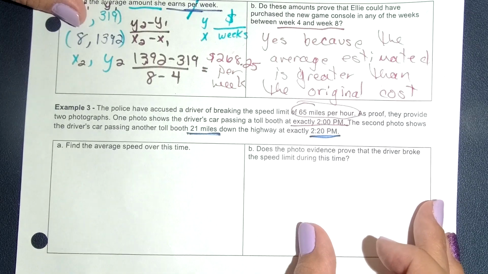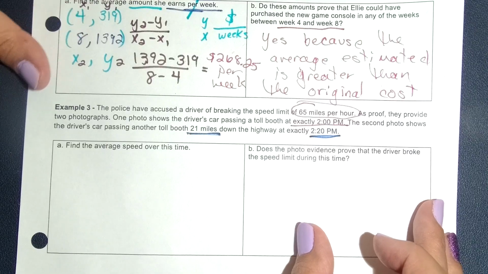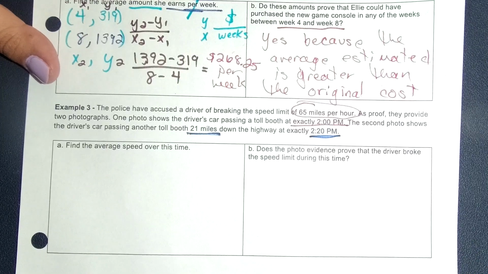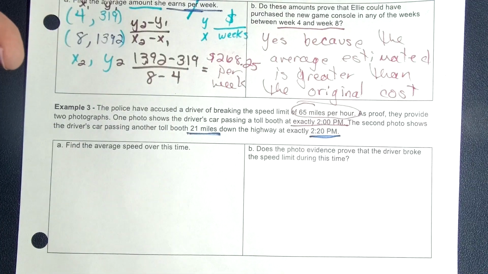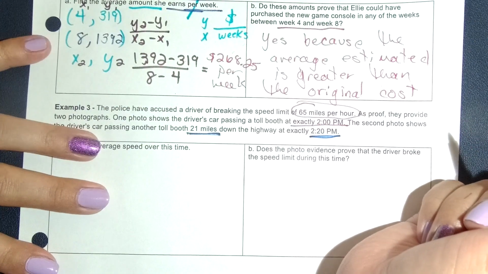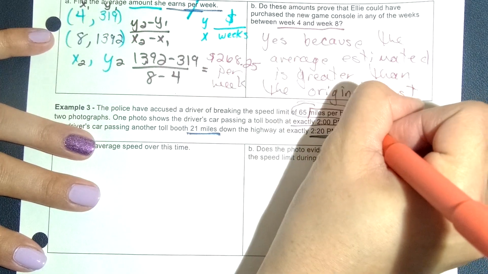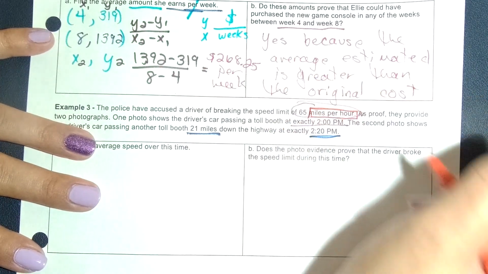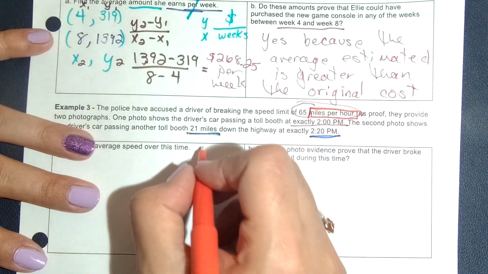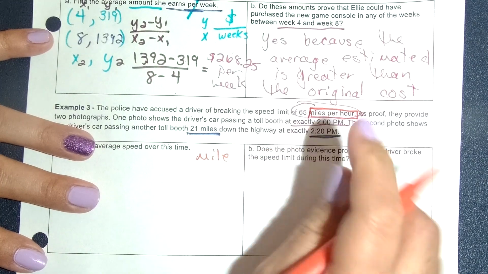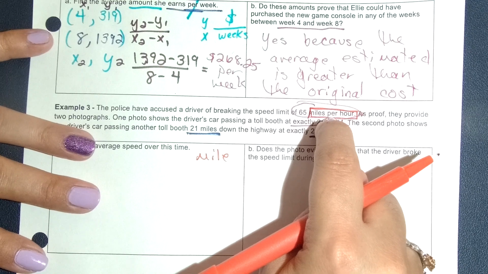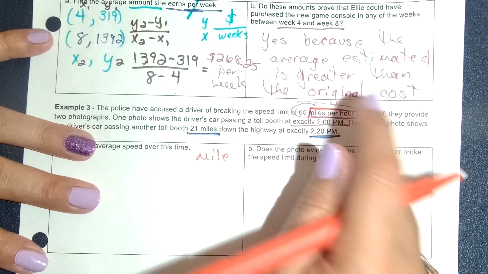First thing we need to look at are the units. What are the units for this problem? Miles per hour. Where did we get that from? It literally says right there. So we know the unit rate. We know the units. So we have miles. What does that per mean? Division.